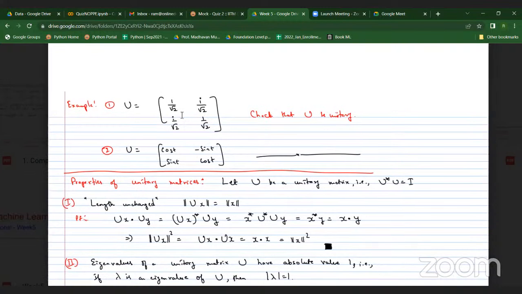One thing is that the length of this vector is 1, and the length of this vector is also 1. So the first condition is satisfied: the length of each vector should be equal to 1. The second thing is you should check whether these two are orthogonal to each other. So let's check that. It's 1 by root 2, i by root 2, and i by root 2, 1 by root 2.